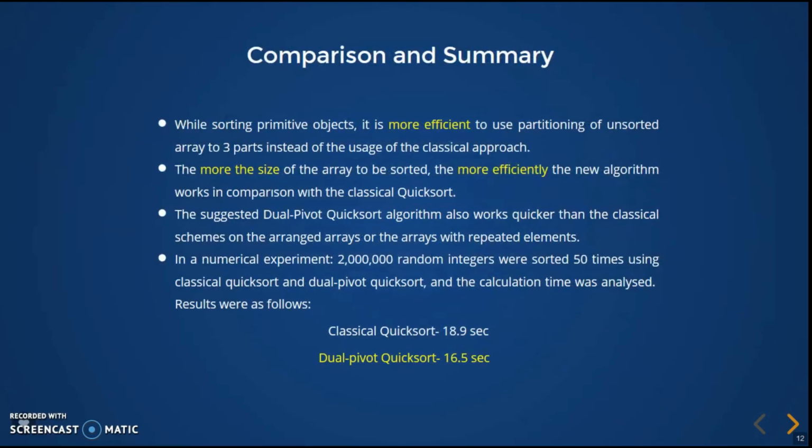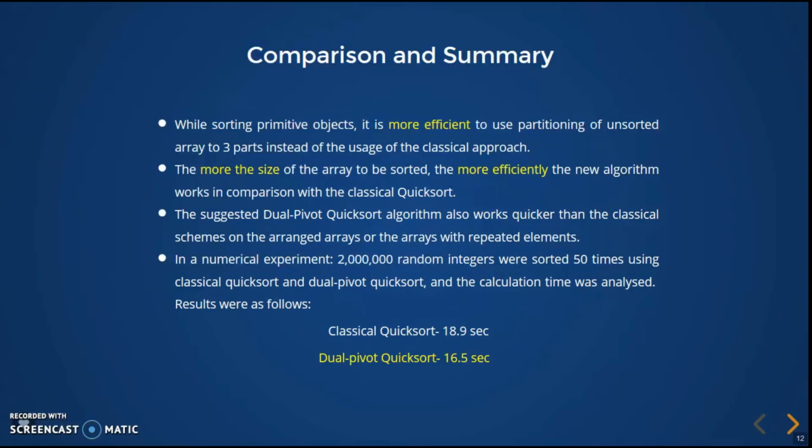Now, comparison and summary. While sorting primitive objects, it's more efficient to use the partitioning of the unsorted array into three parts instead of the classical approach. The larger the size of the array to be sorted, the more efficiently the new algorithm works in comparison with the classical quicksort.